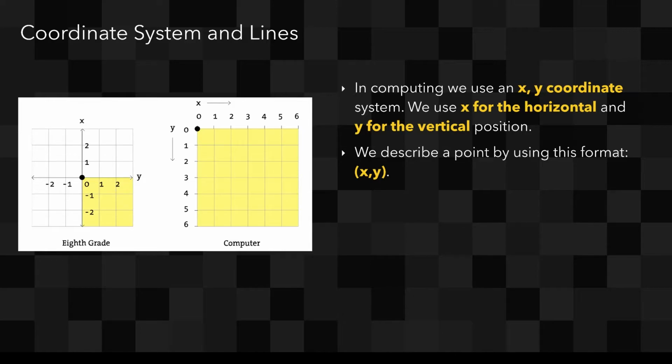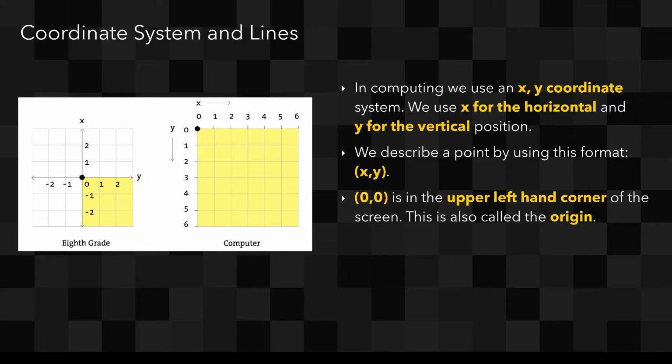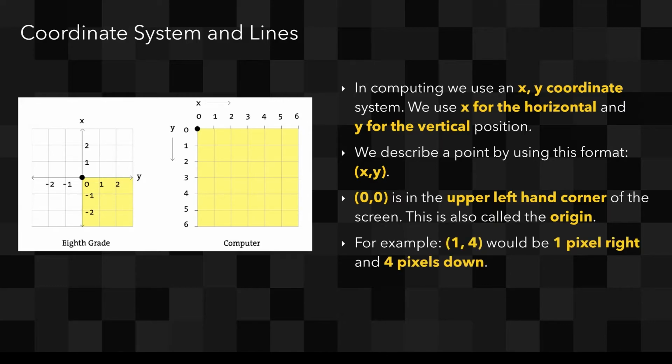We describe a point by using this format: open parentheses, X, comma, Y, close parentheses. 0, 0 is in the upper left-hand corner of the screen, and that's also called the origin. For example, 1, 4 would be 1 pixel right and 4 pixels down. So on this diagram, it's 1 pixel right, then 1, 2, 3, 4 pixels down.